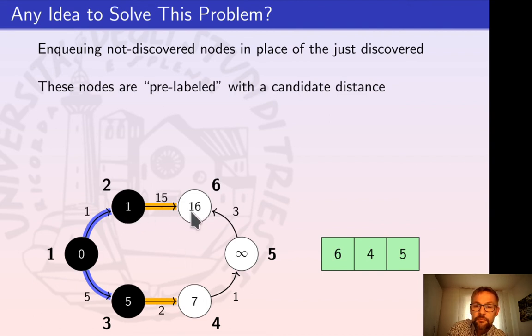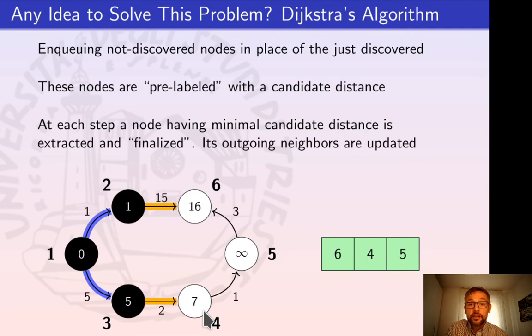Okay, so by crossing this edge we may update the candidate distance of this node, that would be 16 according to this path, while the candidate distance of this node will be 7 according to this path. At each step we select the minimal candidate, the candidate whose distance is minimal, we extract it and we finalize it. Of course we need to update the outgoing neighbors of that node.